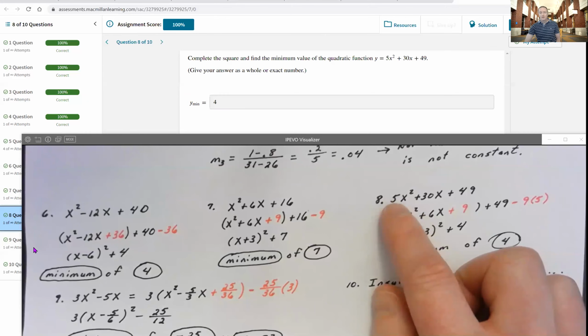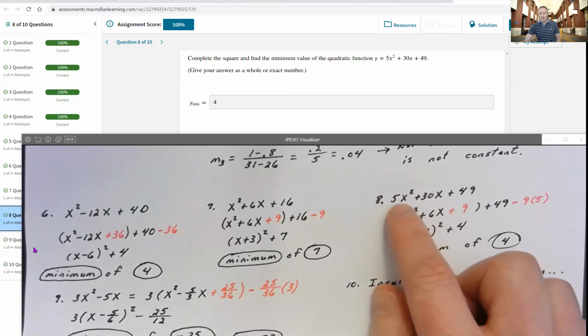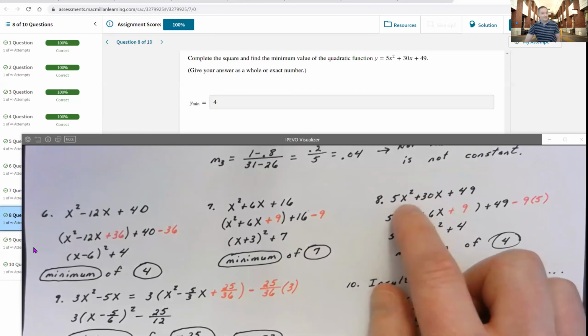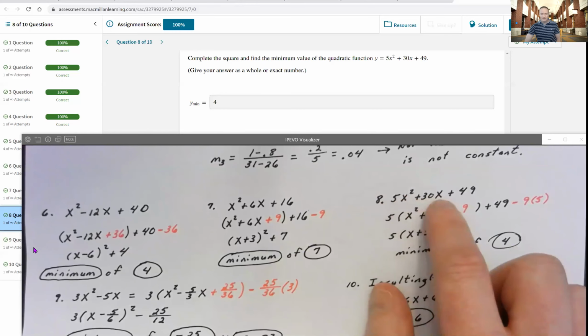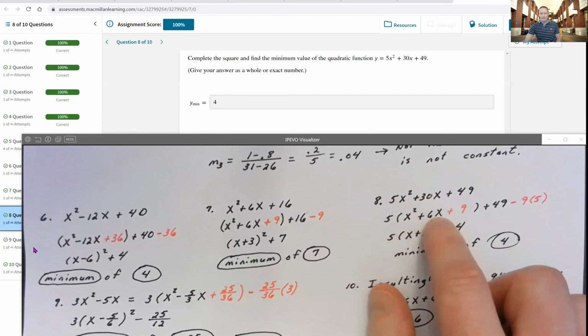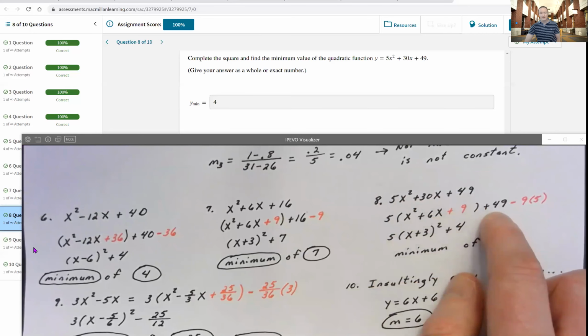All right, so I'm going to gather the terms of x and say, well, I'm going to go ahead and factor out that leading coefficient of 5 because that is not a perfect square. I know I can't have a perfect square trinomial with a 5 as the leading coefficient. So I factor that out of the terms of x. That gives me 5 times x squared plus 6x. Now, that plus 49, I just left on the outside.